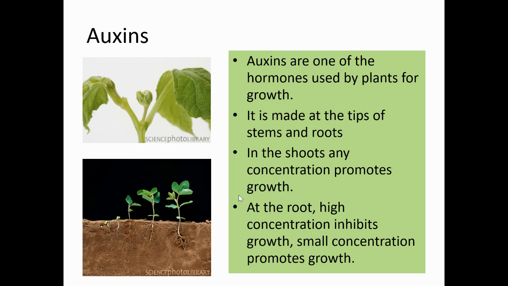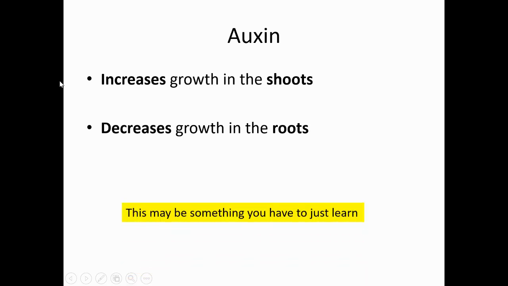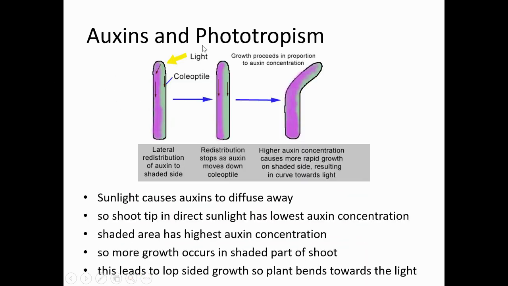How do the hormones come into this? Well, auxins are one of the hormones used for plant growth. It's made in the tips of the stems and the roots. In the shoots, concentration promotes growth. So in the shoots, if there is auxin, it increases growth. This is kind of the more complicated bit we've learned about. We spent a few lessons on this really.